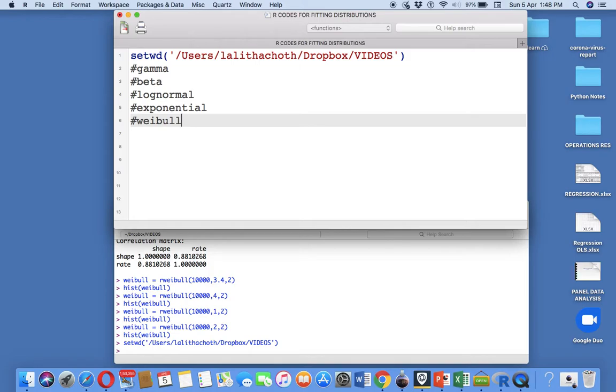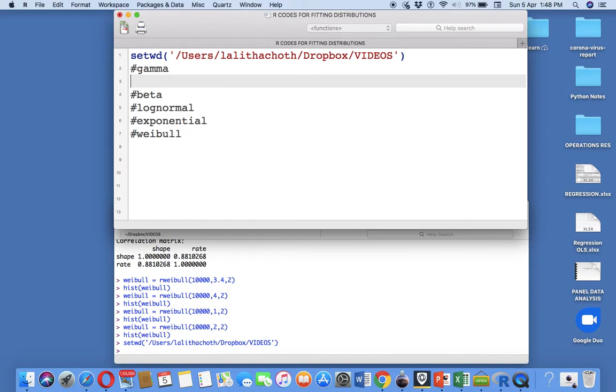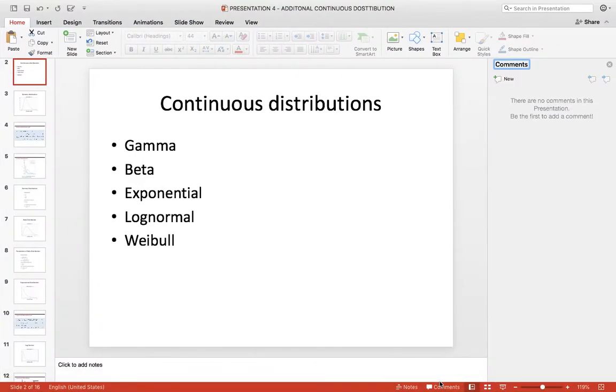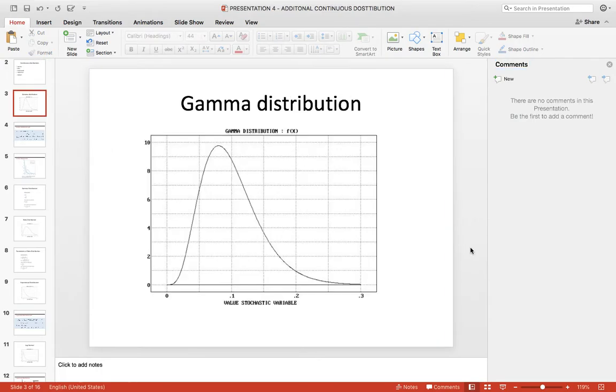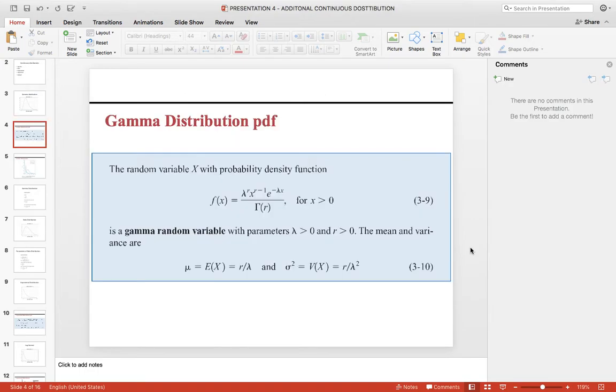You'll come to know it's fairly easy and follows the same pattern as we did for the normal distribution. So like we always start, let us start with the normal distribution. Sorry, gamma distribution. The gamma distribution is not a symmetric distribution, unlike the normal distribution. And the gamma distribution has two parameters, which we shall discuss.